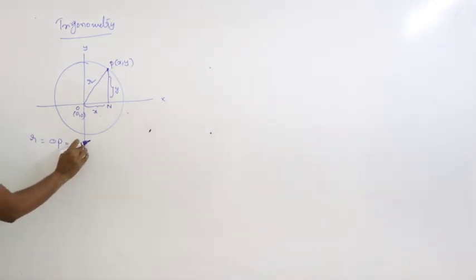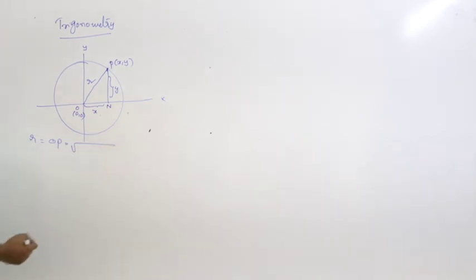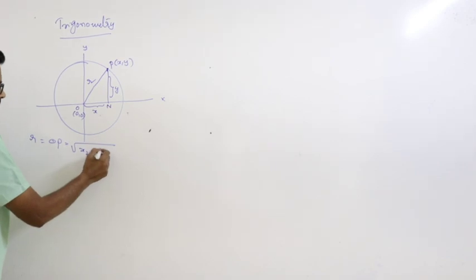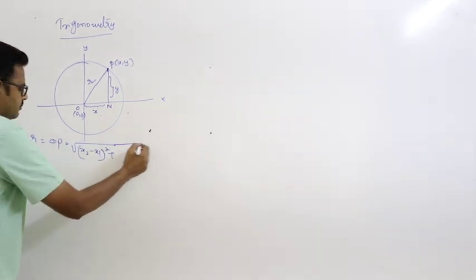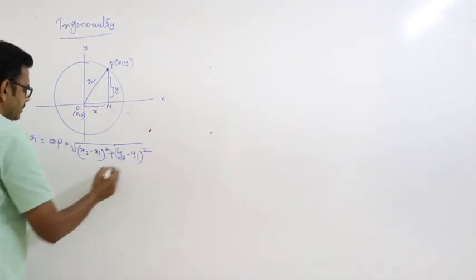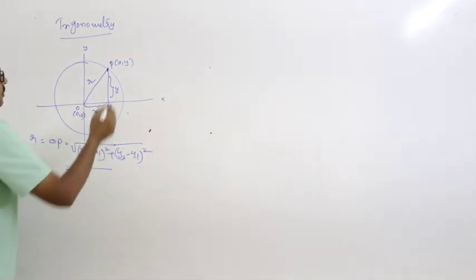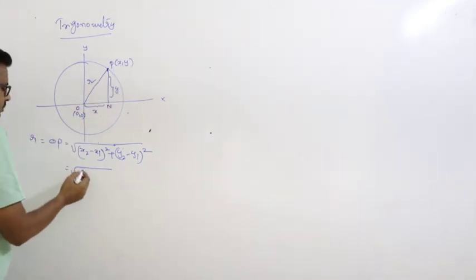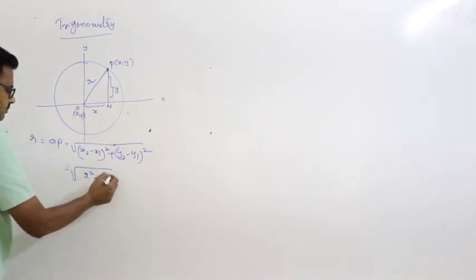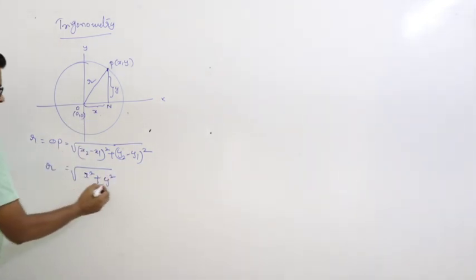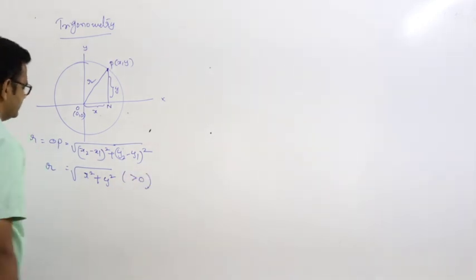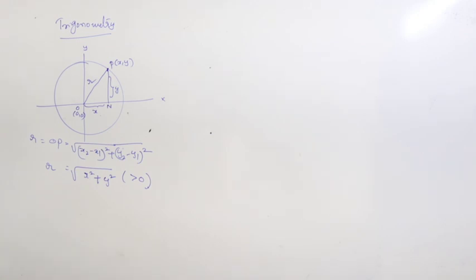I think you know the distance between 2 points: root of (x2 minus x1) whole square plus (y2 minus y1) whole square. So this is root of (x minus 0) whole square, x square, plus (y minus 0) whole square, y square, that is r. Where r is always positive, greater than 0, since it is a distance.